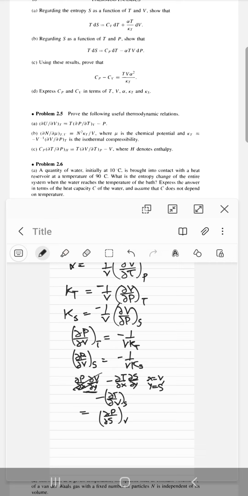Yeah, but we certainly need something like that, right? So partial P by partial V at constant entropy. Constant entropy. But okay, it's just impossible to be doing that, right? Yeah, it is. Fine.